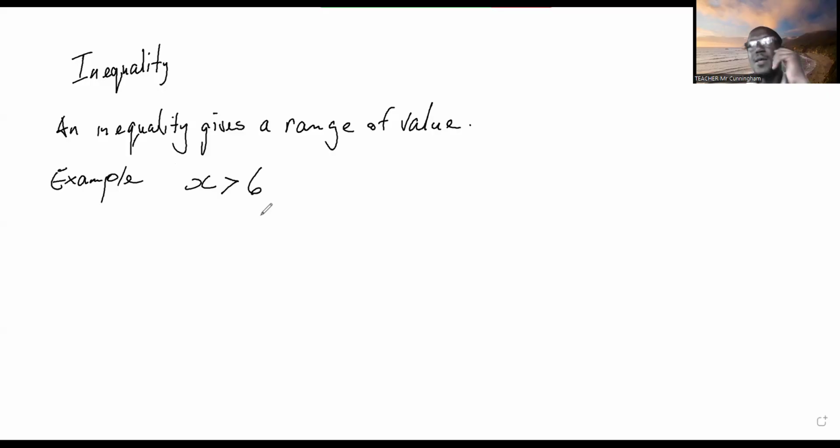Give me a few range of values for this answer. If I say x is greater than 6, give me some values. Give me a few numbers, probably about 3 or 4, showing me x is greater than 6. Put your answer in the chat.